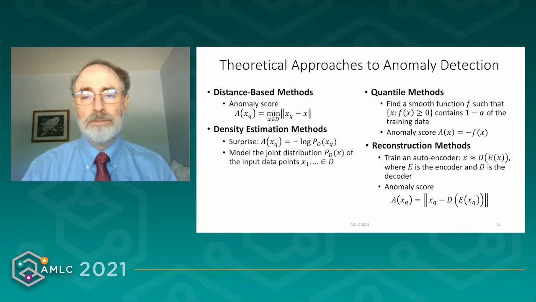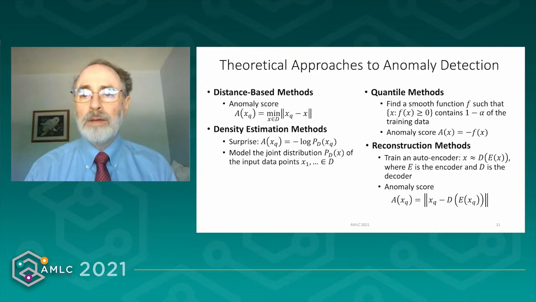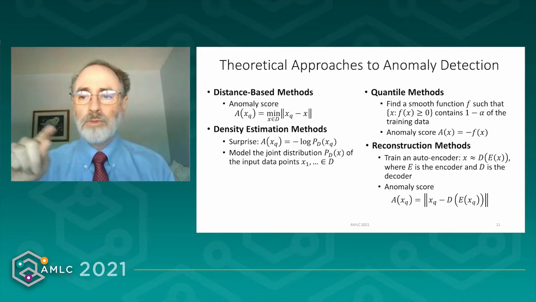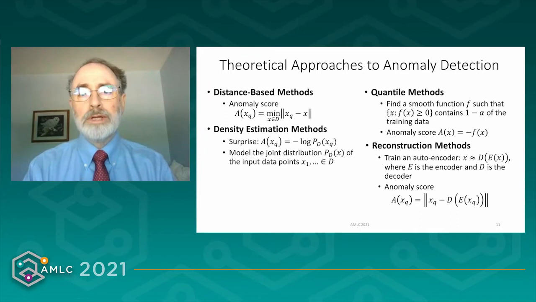Some people have criticized the density estimation approach as saying, well, you're having to solve a more difficult problem than you need to solve, and maybe we should listen to Vladimir Vapnik, who says, don't do that. Think about precisely the problem you need to solve, which might be to find a decision boundary around your training data that contains 1 minus alpha of the training data, and then use your anomaly score to be essentially your distance from that decision boundary outside of it. And so all three of those are basically trying to get a grasp on how similar the input data point is to the training data, and measuring that by some notion of distance and density.